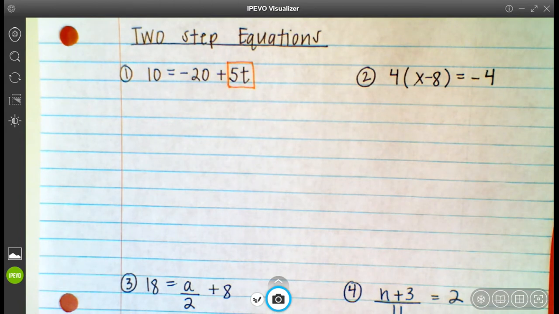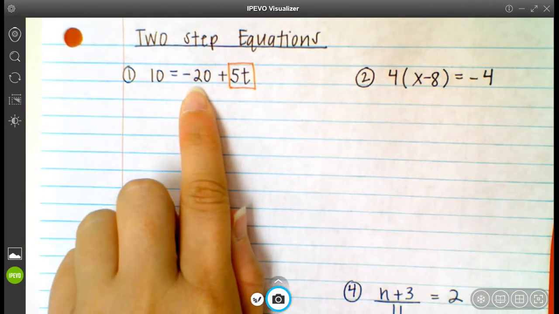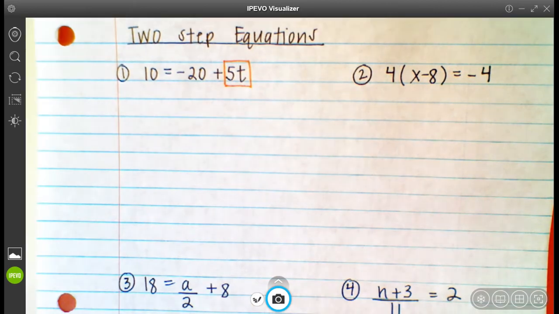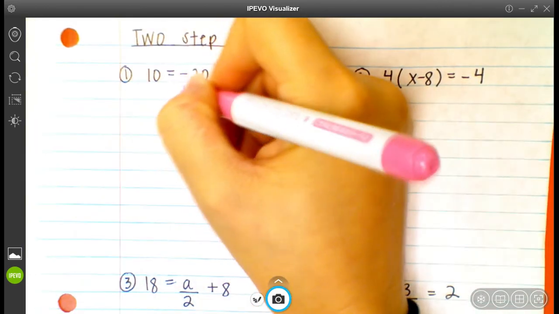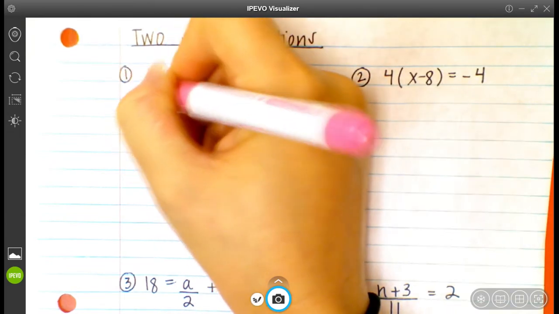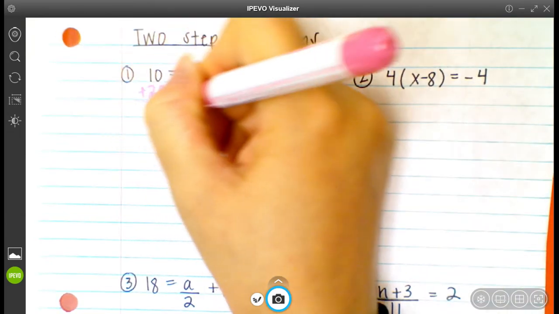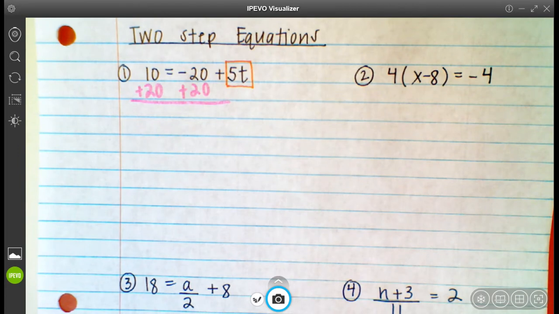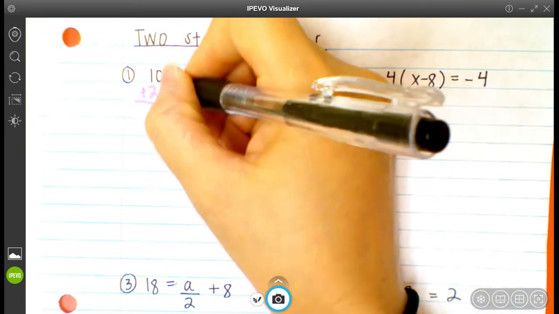Now, how am I going to undo my operations? Well, I see with the 5t on the right side that I'm subtracting by 20. So we are going to undo subtraction, which is add. And what we do to one side, we do to the other side of our equal sign. So I want to make sure that we include our drop down here.